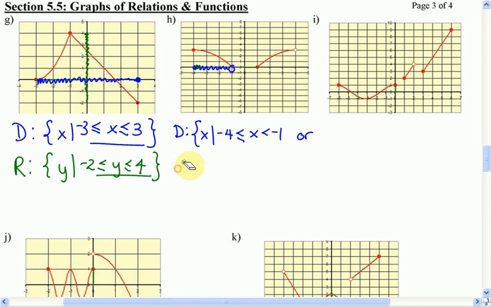And if you don't have enough space, let me erase the range. Let's put it down there. I'll say the other portion begins at 1. It's less than or equal to x, and where do I stop? 4. And that's your answer. Okay? Two pieces to your graph, two pieces to your domain. Okay?